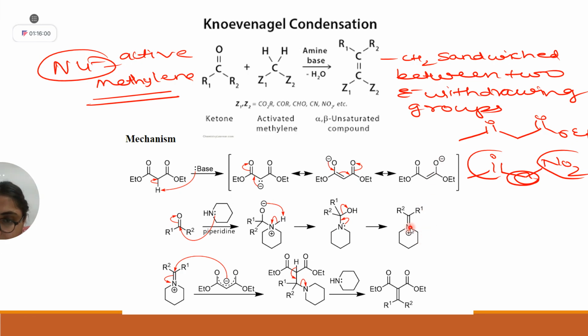Yes, ma'am. So whenever it forms iminium, this enolate will come back and attack onto this iminium ion, and you will get this type of intermediate, correct? At last what will happen? Base is already there. It will abstract this proton and remove this ring, and you will get that alpha beta unsaturated product.